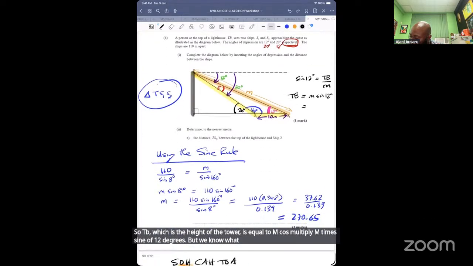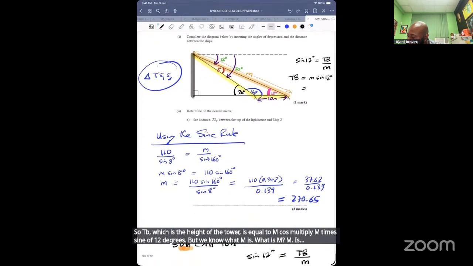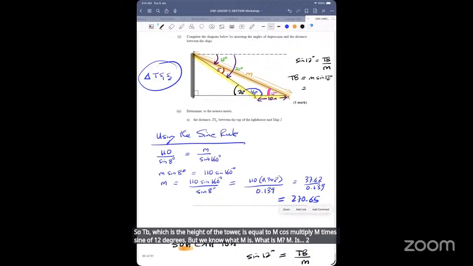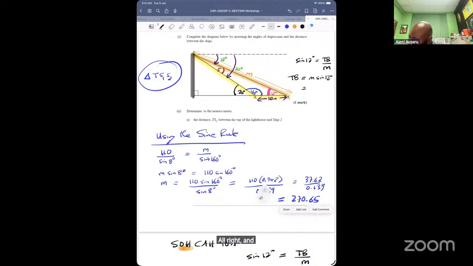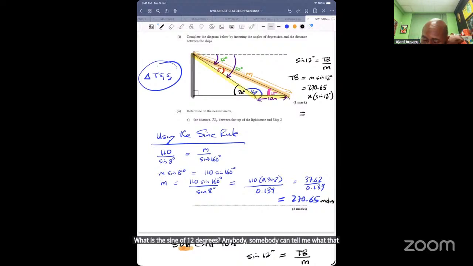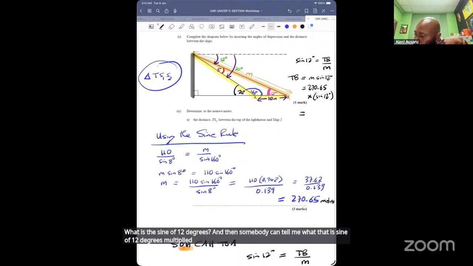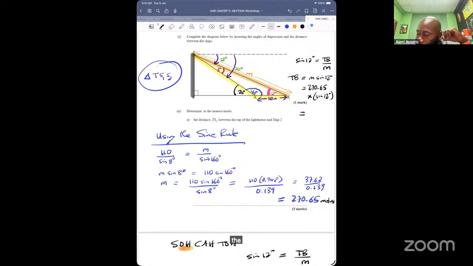But we know what M is. What is M? M is 270.65, and that was in meters, by the way. So M is 270.65 multiplied by the sine of 12 degrees. And what is the sine of 12 degrees? Somebody can tell me what that is? Sine of 12 degrees multiplied by the 270.65.